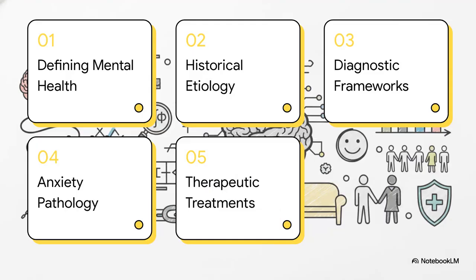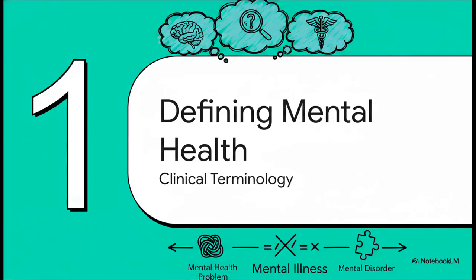Okay, let's dive into this. Here is our syllabus for today. First, we'll define mental health, then look at historical etiology, followed by diagnostic frameworks, then we'll do a deep dive into anxiety pathology, and finally wrap up with therapeutic treatments. So, starting off with Chapter 1, Defining Mental Health, where we'll establish our clinical terminology.